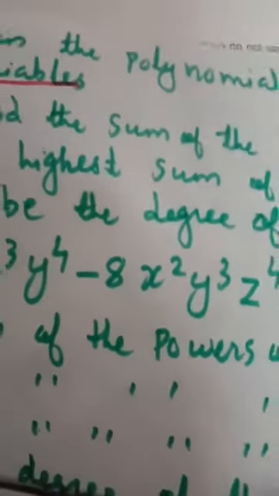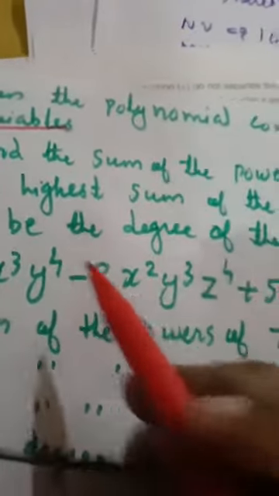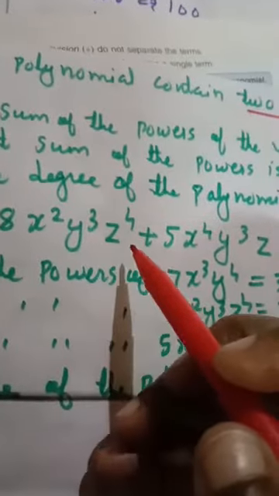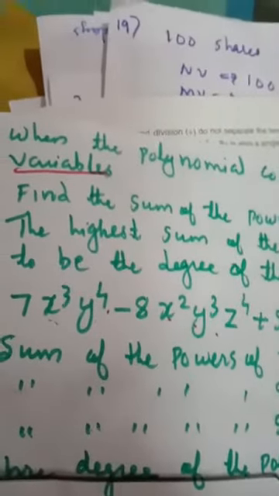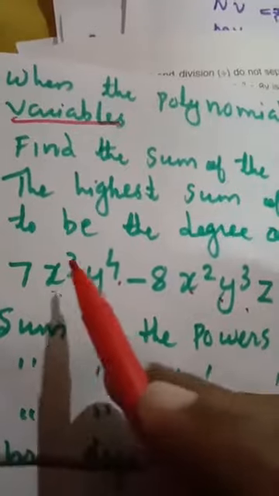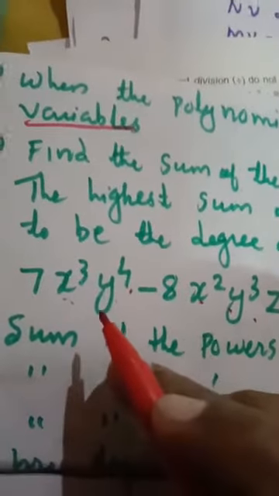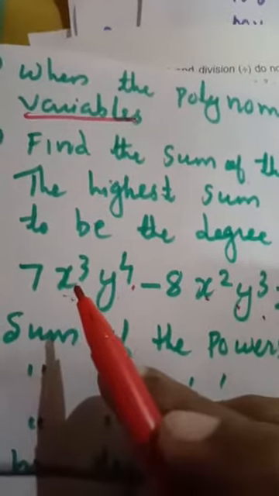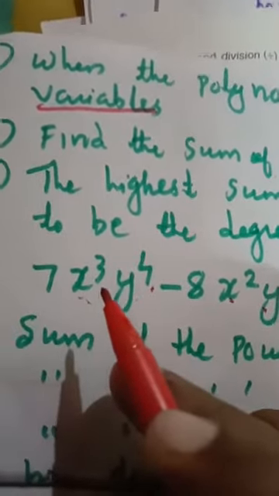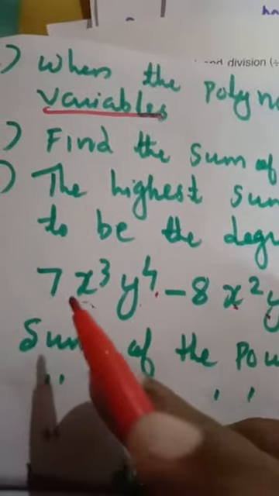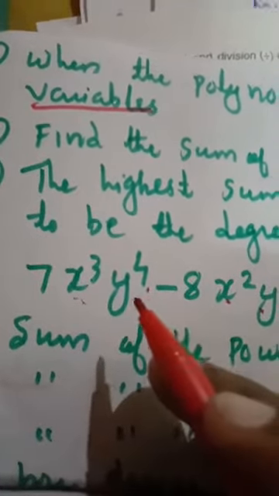Same way. For example, 7x cube y raised to 4 minus 8x square y cube z raised to 4 plus 5x raised to 4 y cube z. See here, more than one variable, x, y, z, three variables. So how to find the degree? First term. What do you mean by term? A term is a number or a variable or a combination of constant and variable. So 7x cube y raised to 4 is a term.